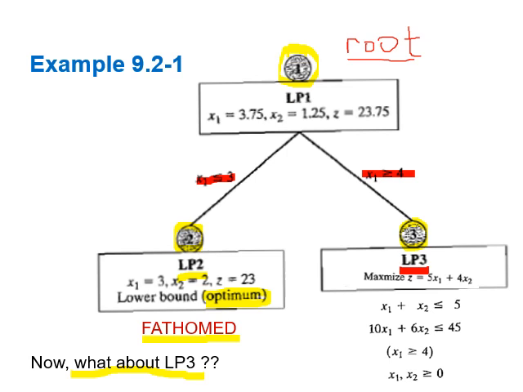Remember what the problem in LP3 was? We are trying to maximize this objective function with this additional constraint, x1 greater than or equal to 4.